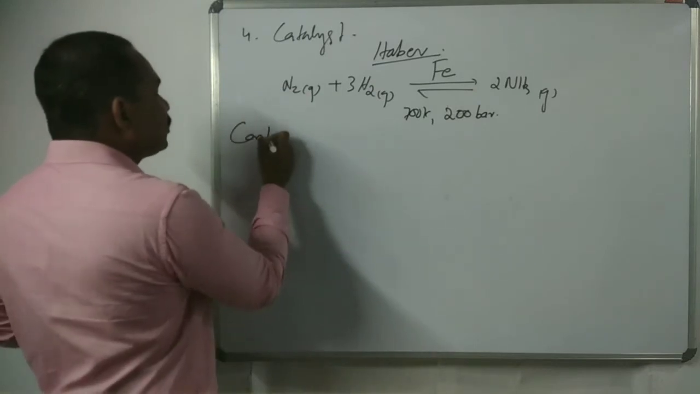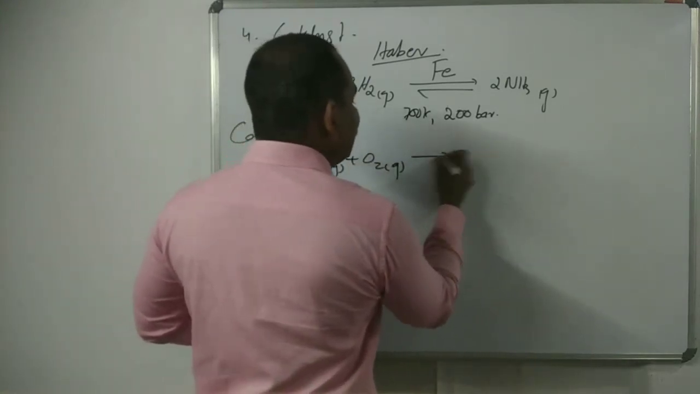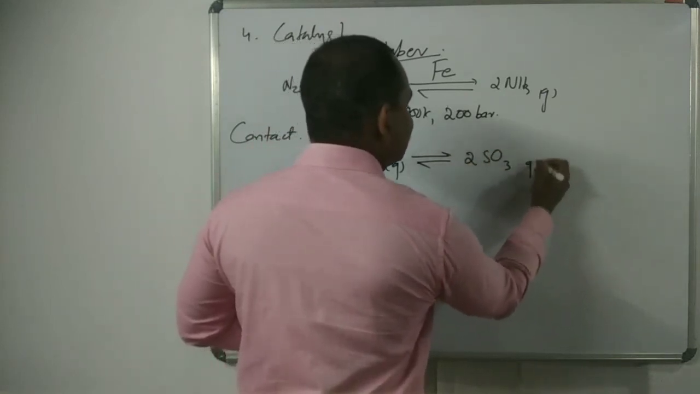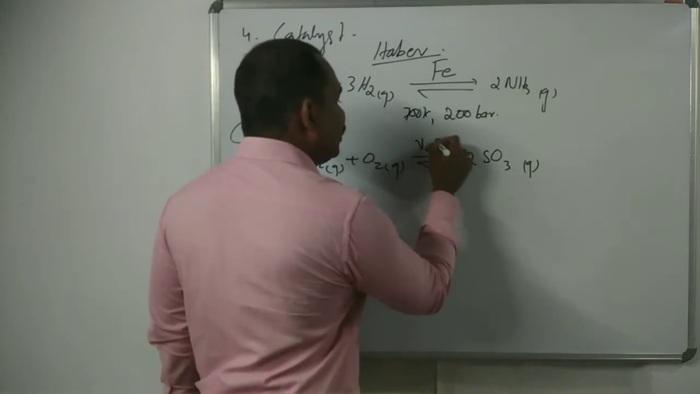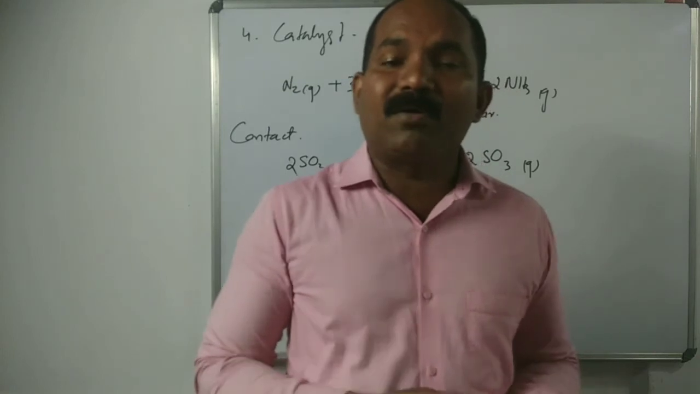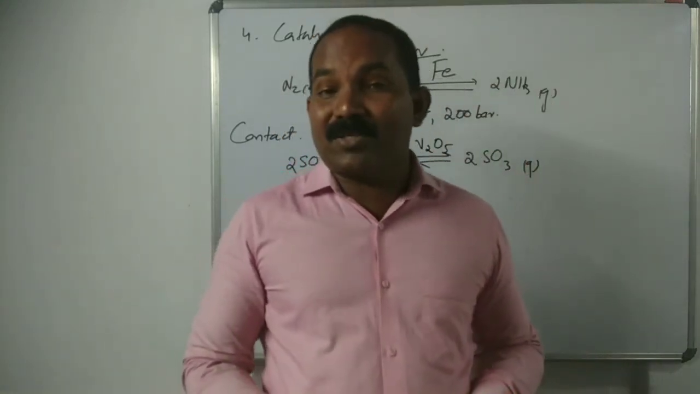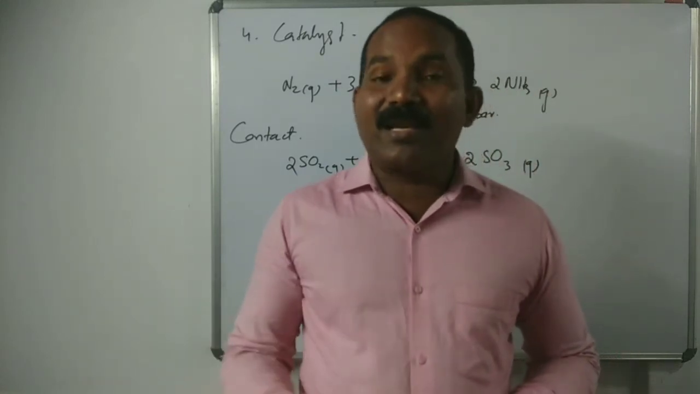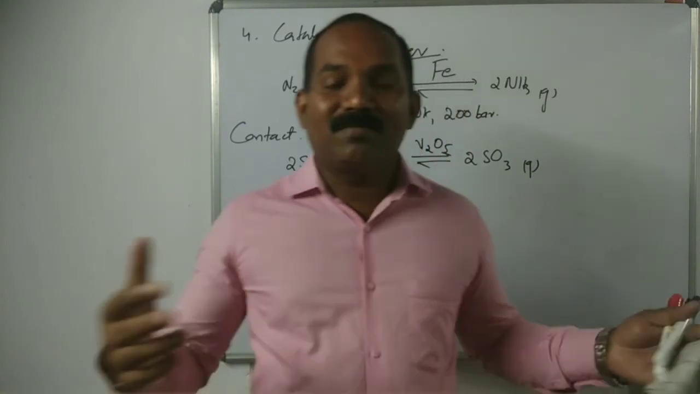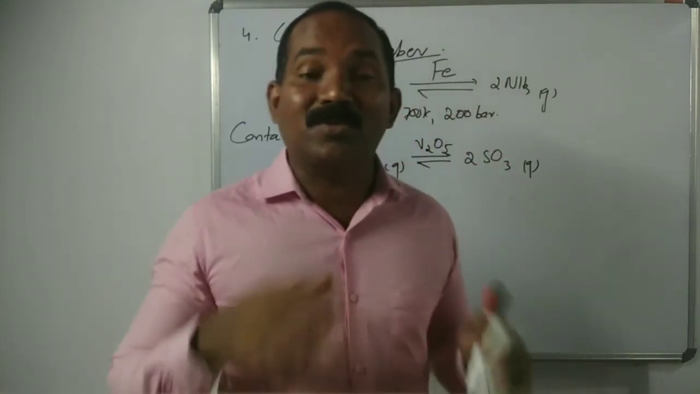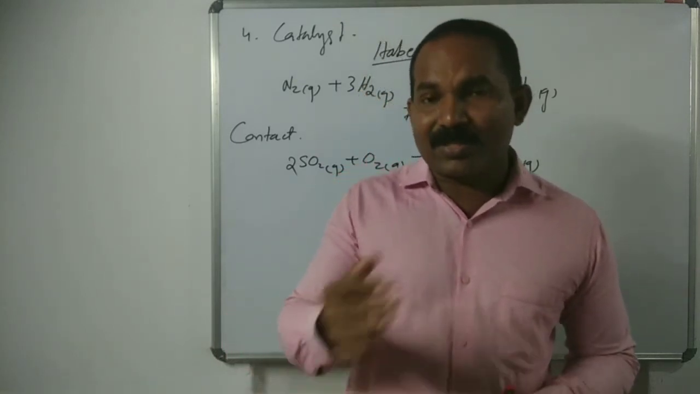Another important process is contact process. In contact process, 2SO2 gas plus O2 gas is in equilibrium with 2SO3 gas. The catalyst is V2O5, vanadium pentoxide. Clear? And also you know that for hydrogenation of alkenes or alkynes, nickel or platinum or palladium are used. So many catalysts you studied, Lindlar's catalyst, then Raney nickel. So the role of catalyst is to bring the equilibrium very fast, and that's why it enhances the rate of the reaction. So that's very important.